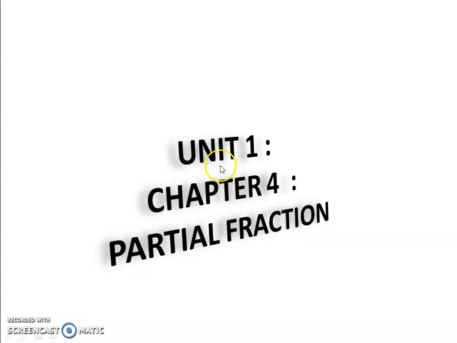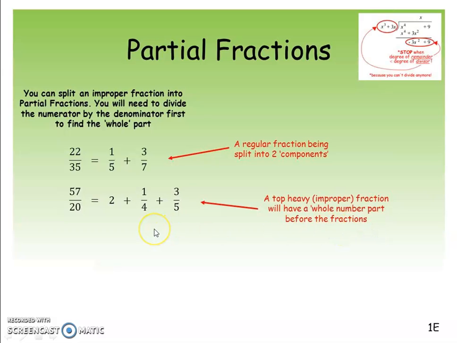Today's lecture is based on Unit 1, Chapter number 4, Partial Fraction. What exactly are we doing for the partial fraction? In today's lecture, we will briefly check. Suppose 22 upon 35. The numerator is smaller and the denominator is greater. That means it is a proper fraction.